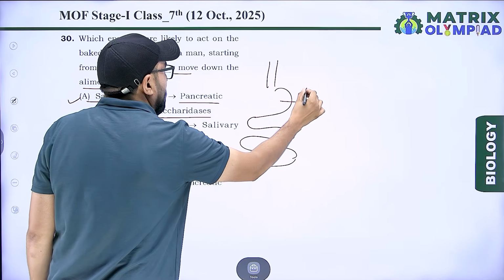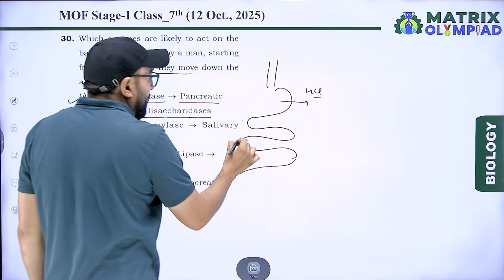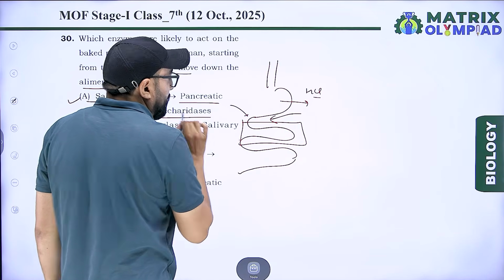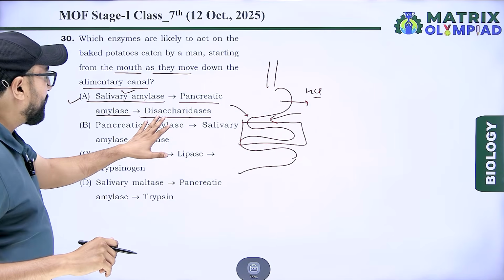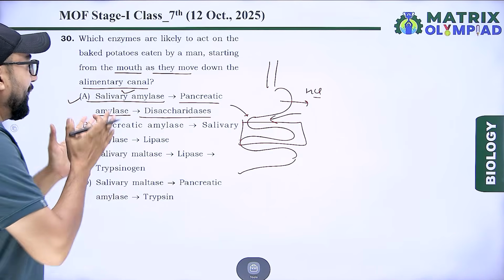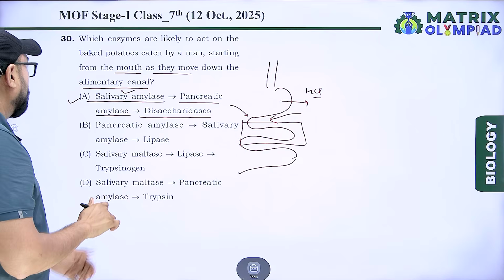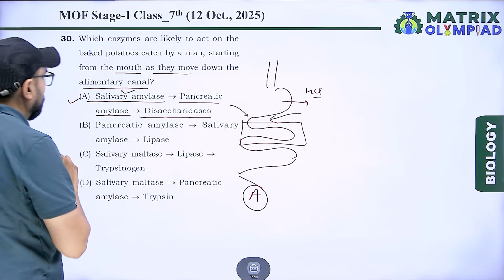In the stomach, HCl activates protein digestion, and then the food goes to the small intestine. In the small intestine, pancreatic juice and bile juice enter, and then pancreatic amylase and disaccharidase activate and work on that food, chyme, and then chyle. So, the right answer is option A.